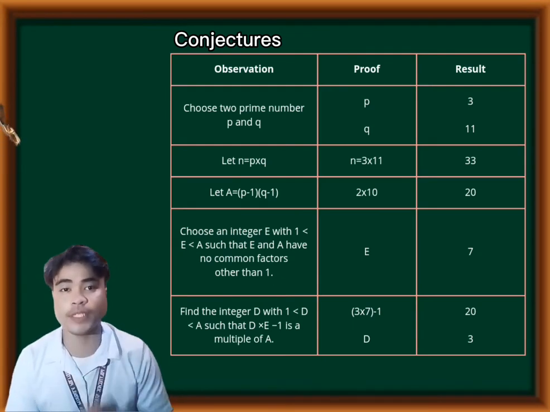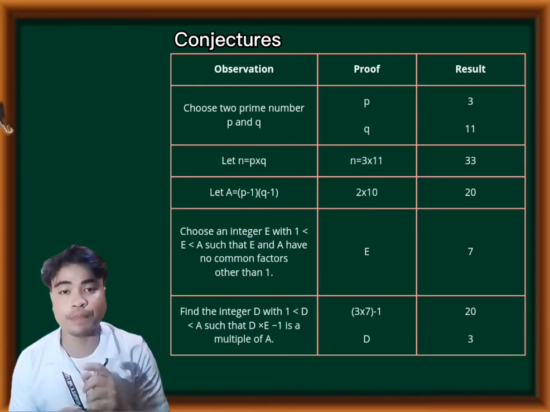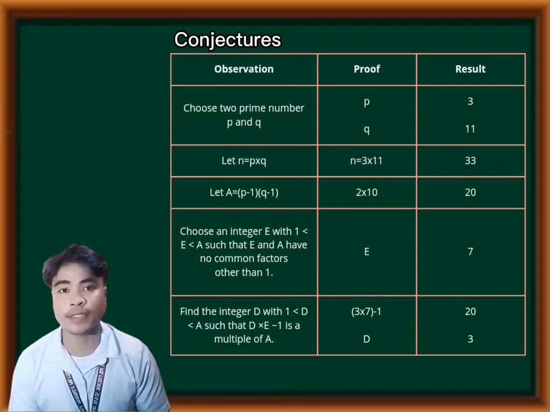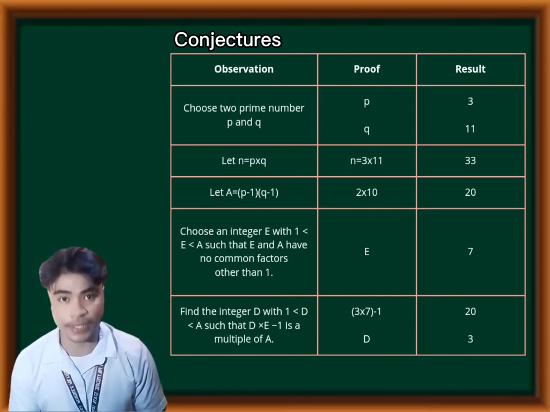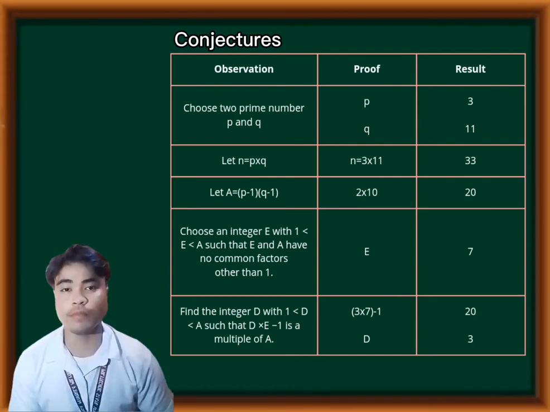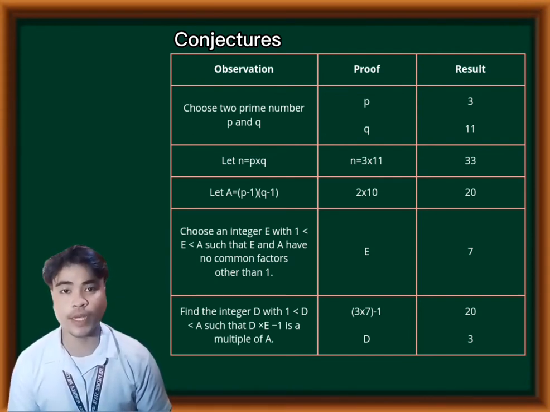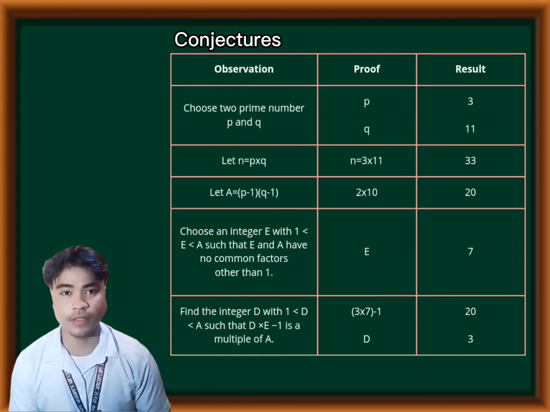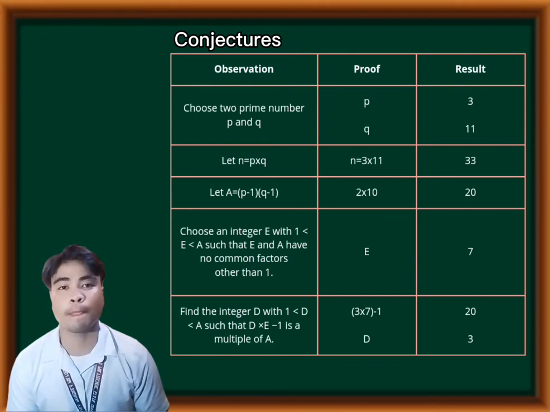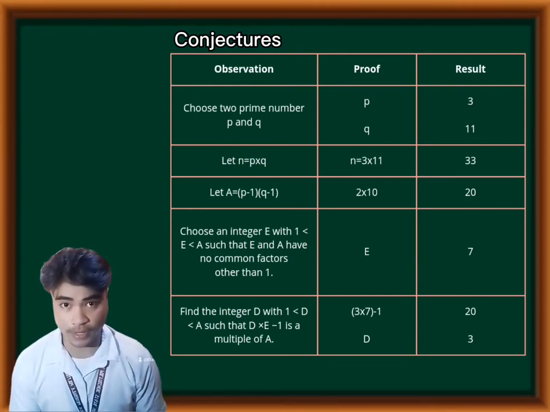So step one is choose two prime numbers P and Q. An example is P equals 3 and Q equals 11. Step two is let N equals P times Q. For example, N equals 3 times 11 equals 33. Step three, let A equal P minus 1 times Q minus 1. The example is A equals 2 times 10 equals 20.